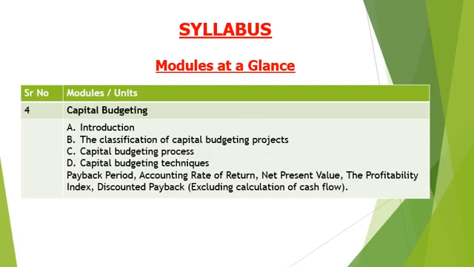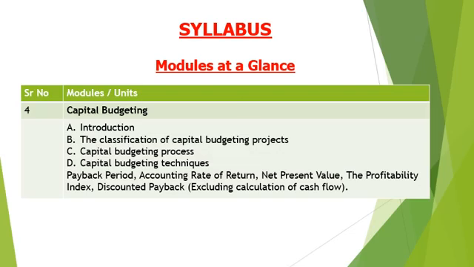So the fourth module is capital budgeting. Capital budgeting, it means the introduction. We have to cover the meaning of capital budgeting. Capital budgeting means long-term investment. It refers to the planning and development of available capital for the purpose of maximizing the long-term profitability of the firm. It is to invest the current funds most efficiently in long-term activities, in the process of identifying, analyzing and selecting investment projects. In short, capital budgeting means long-term investment decisions.